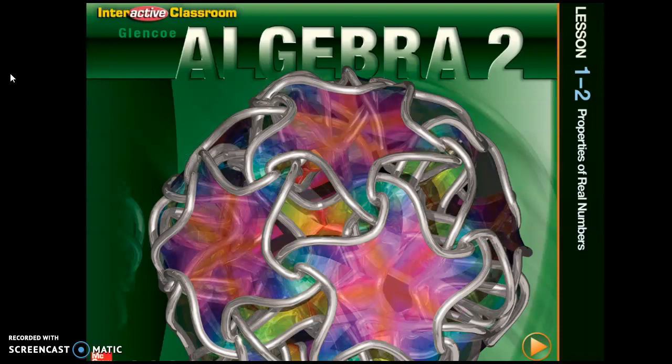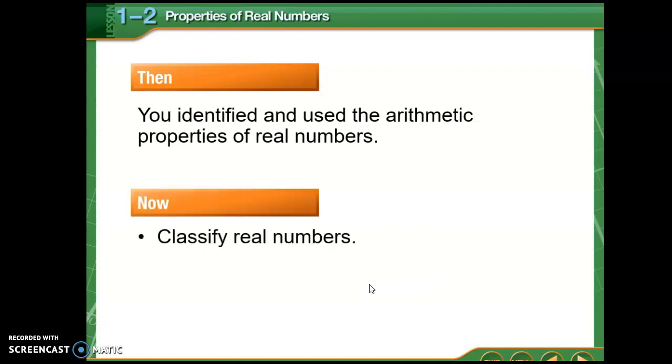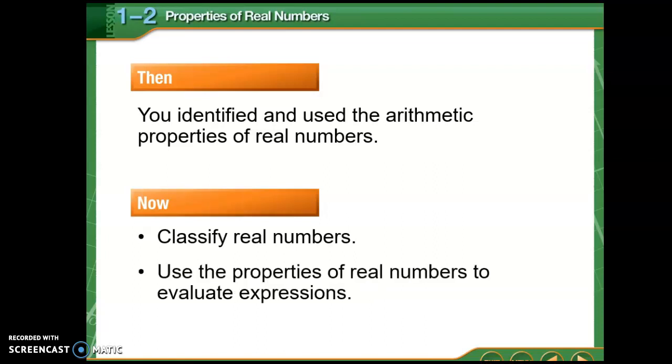The lesson for today is 1.2, Properties of Real Numbers. In the past, you identified and used the arithmetic properties of real numbers. Today, you're going to learn how to classify real numbers and how to use the properties of real numbers to evaluate expressions.